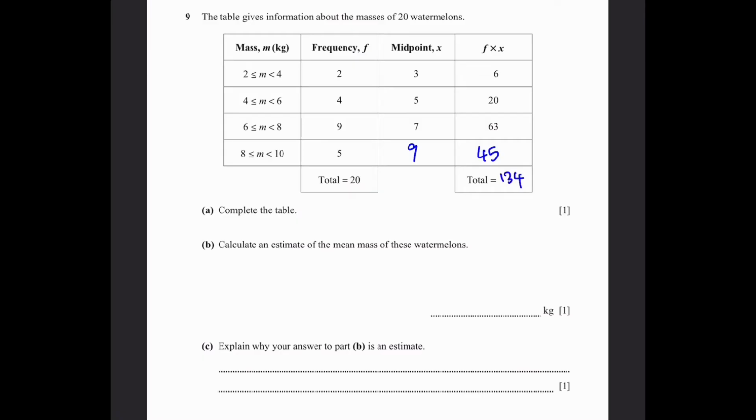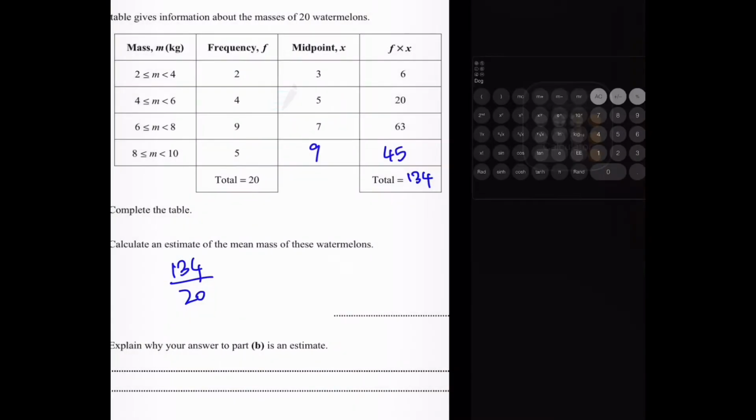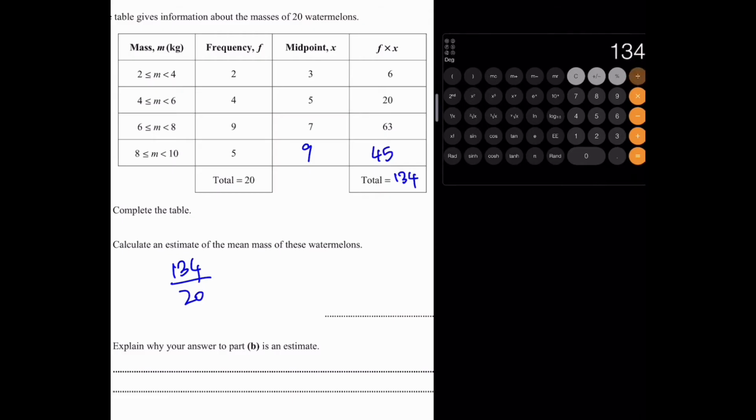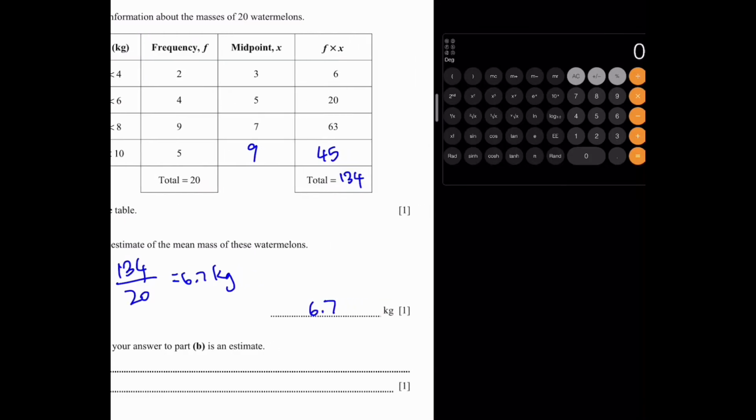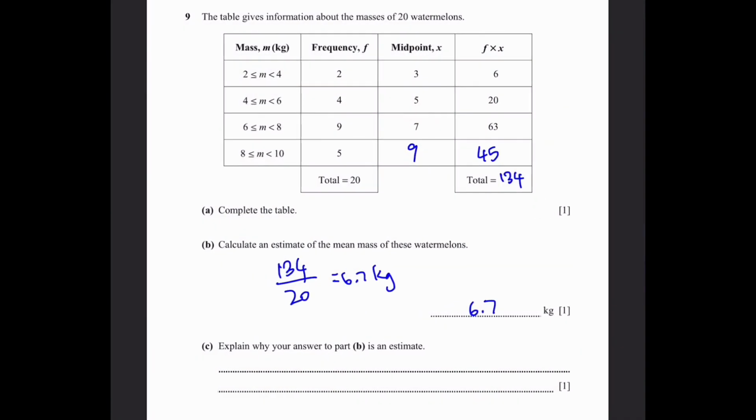B. Calculate an estimate of the mean mass of these watermelons. So the mean mass is the total divided by the number of watermelons. So that'll be 134 by 20. Let's get our calculator out. So 134 divided by 20, we get 6.7. 6.7 kilograms is the answer. Let's go to part C.